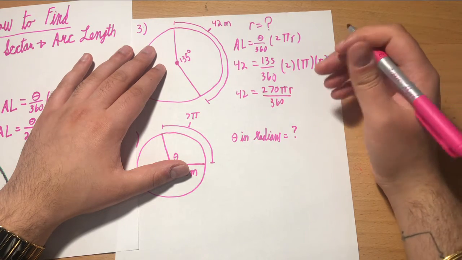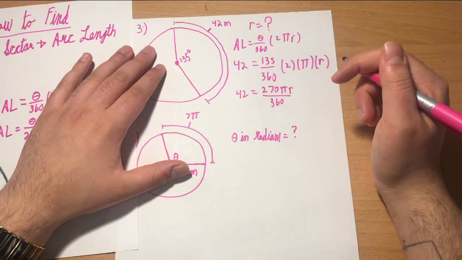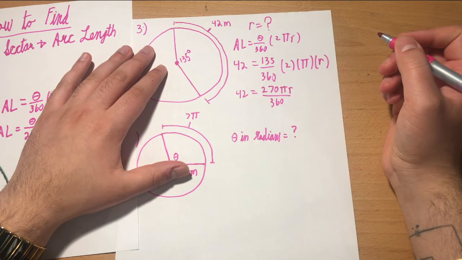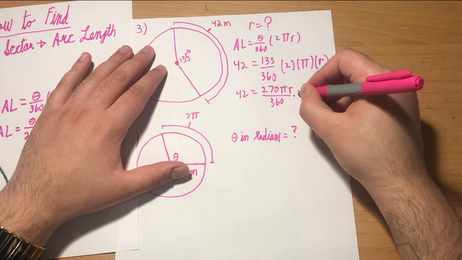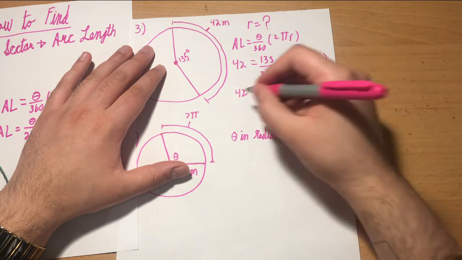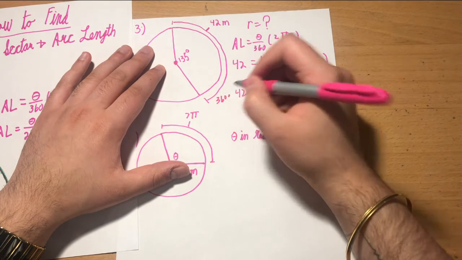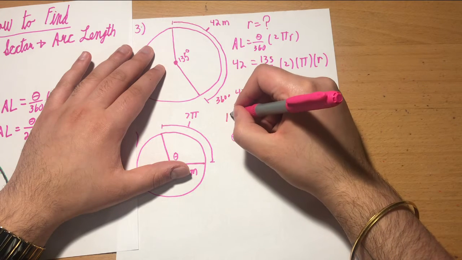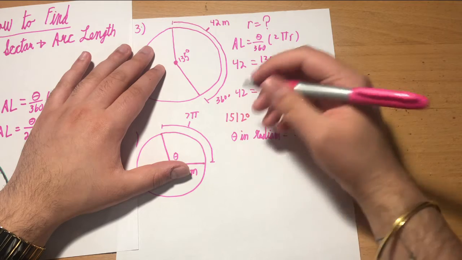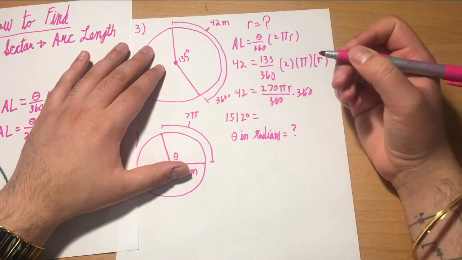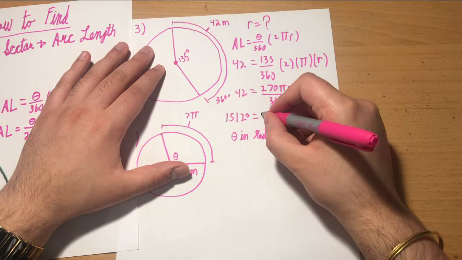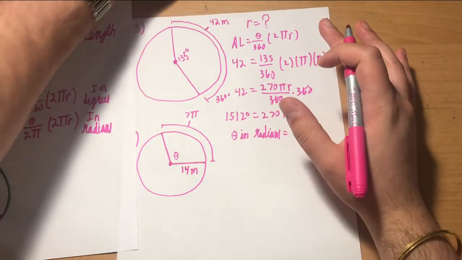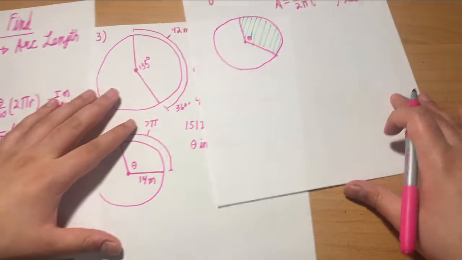Now what do we do next? All right, I want to get rid of the denominator here. So I multiply both sides by 360. Those cancel, and I multiply this by 360. Whatever you do to one side, you do to the other. And what you should be left with is 15,120, and you'd be allowed a calculator to do this, I'm sure, but you could also do this by hand, is equal to 270 pi r. Now, I didn't leave myself enough room here. What I'm going to do is just grab a separate sheet of paper to finish that off.